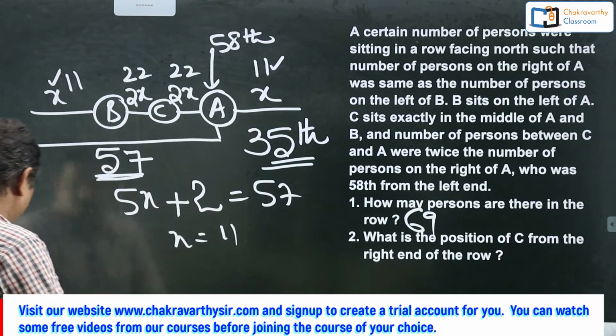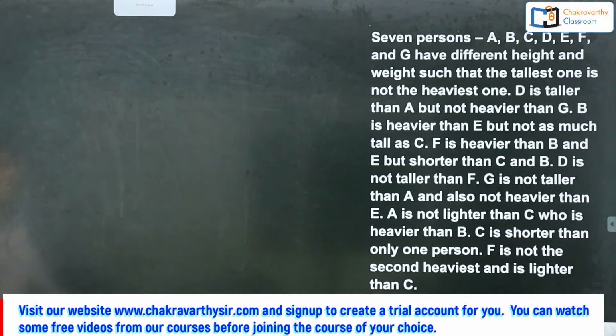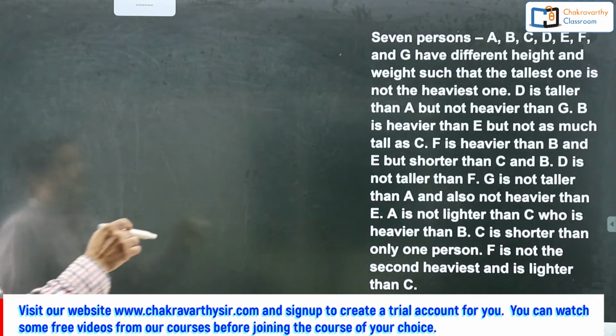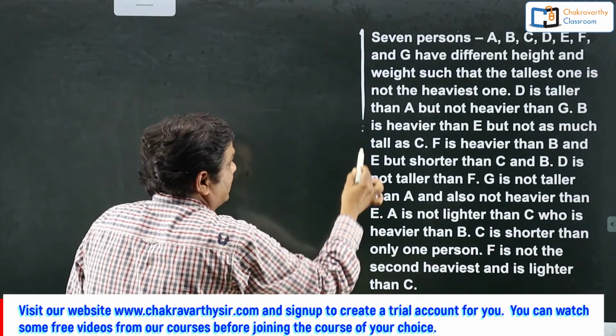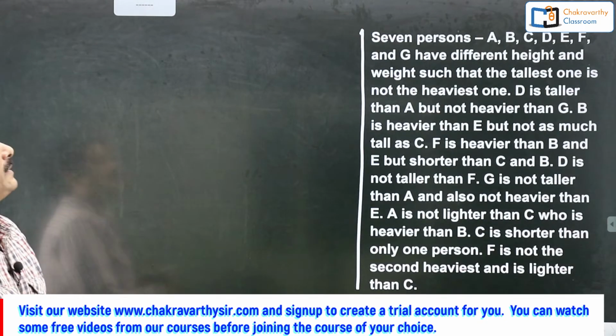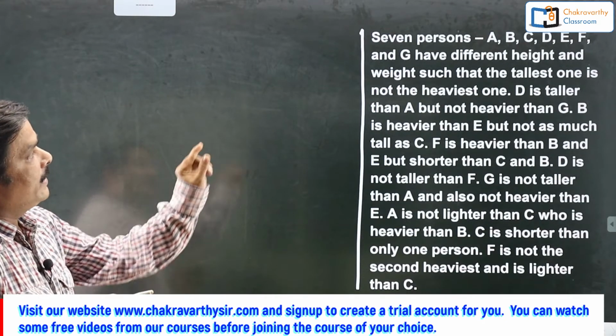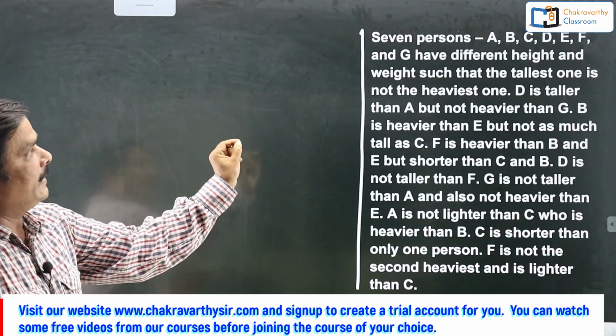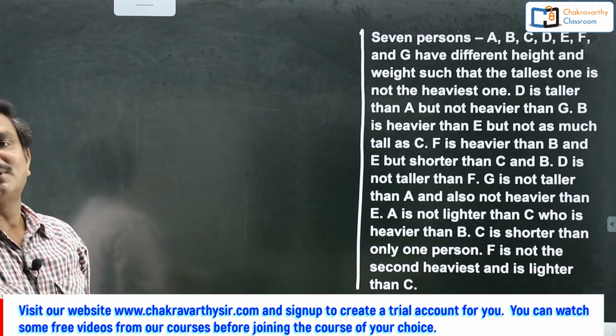Okay, now go for the next question, the last one here. Last one, it's a good question, students. Generally they ask this type of questions at mains level. Okay, so what exactly they have given? Total 7 persons are there, A to G, have different height and weight such that they have given some information.